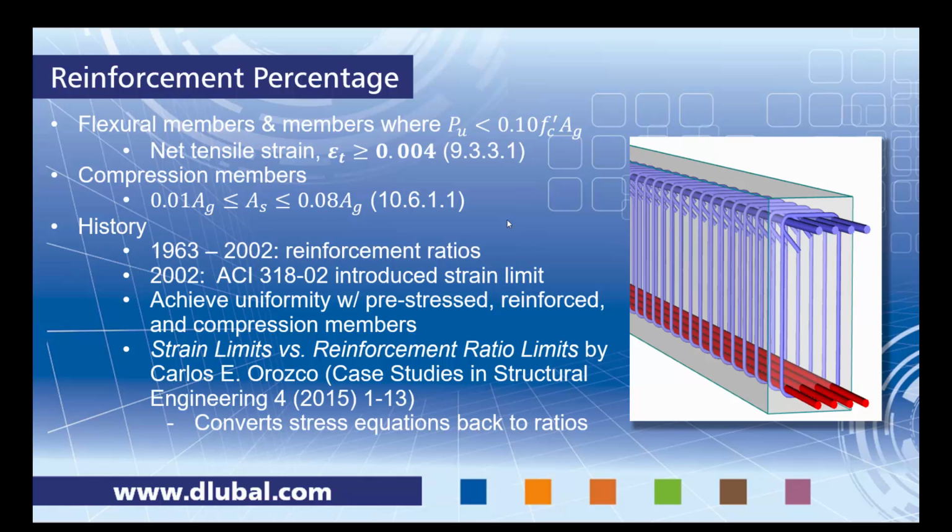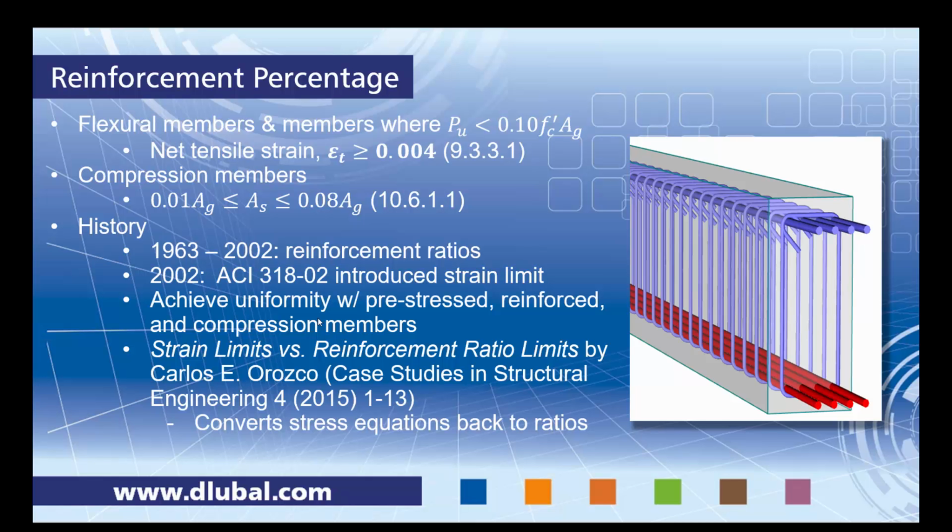A little bit of history about this. From 1963 to 2002, reinforcement ratios were used despite it being a compression member or a flexural member. We always use these ratios that you're used to down here for columns. Then in 2002, the ACI introduced strain limits, which is now what you're seeing according to Chapter 9.3.3.1 up here. The purpose of this was to achieve uniformity with pre-stress, with reinforced, and with compression members.